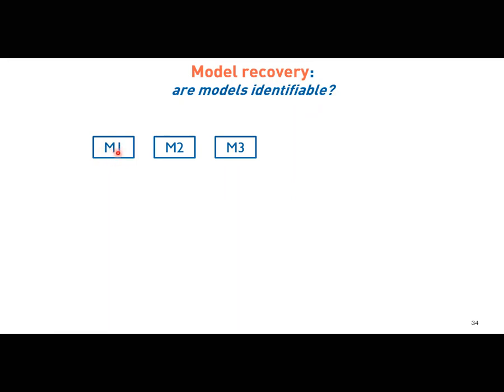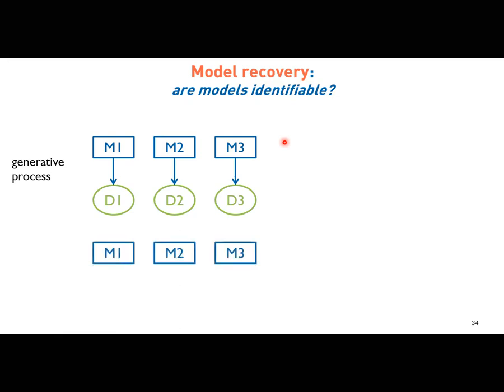So how to do this practically? Suppose we have models 1, 2, and 3. We know that we could ask the models to generate fake data. We could ask model 1 to generate fake data 1, and model 2 to generate fake data 2, and 3 as well. And then we do model fitting. As long as we have the data, we can fit the model to the data. So we can fit each of the models, 1, 2, 3, to the data that was generated from model 1, okay?